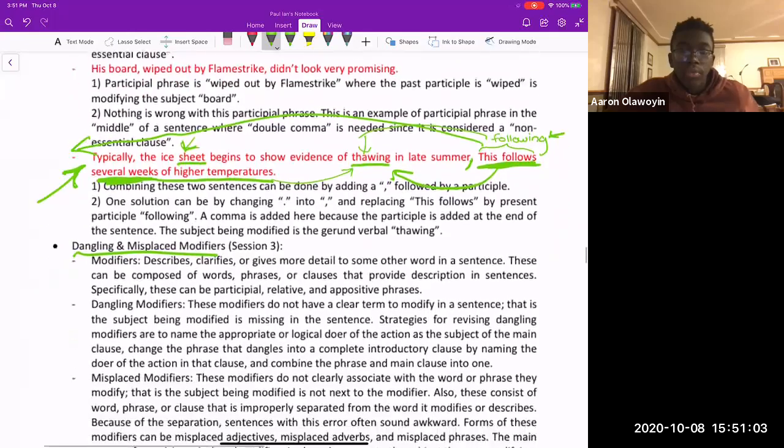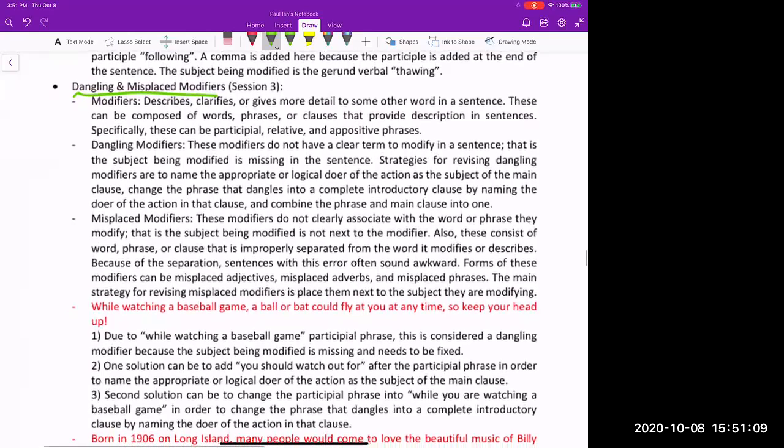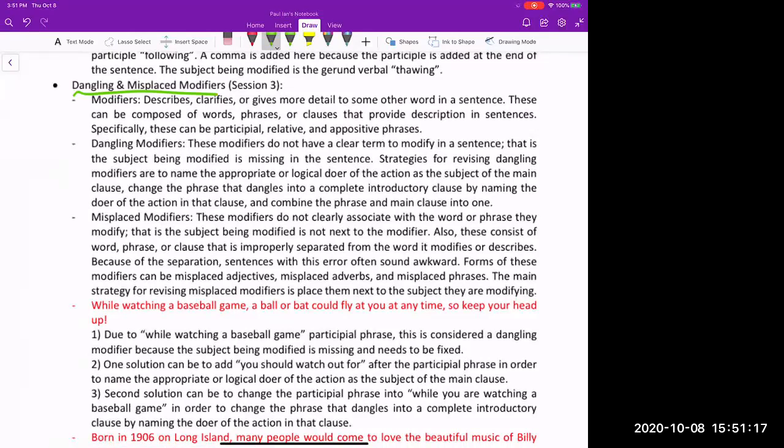Okay, now let's try to apply those, because it's good to recognize it, but do we know how to avoid it? The exam is going to be correcting these wrong things that are present in the passages. It's really about recognizing what they are and then what you can do. So dangling and misplaced modifiers. First of all, a modifier is something that gives more detail or describes a word. This can be a bunch of words, phrases, or clauses.